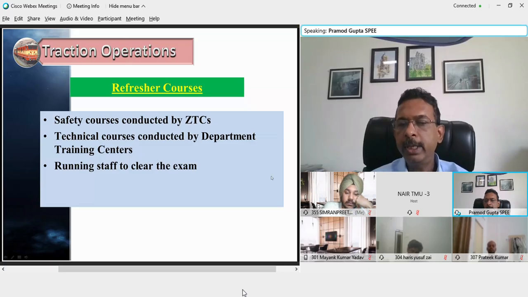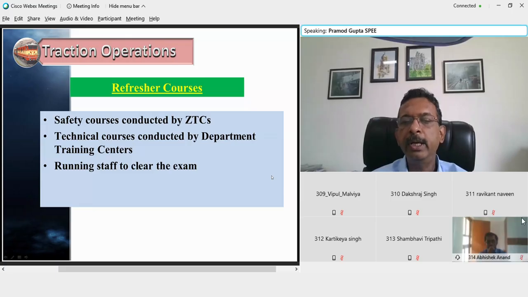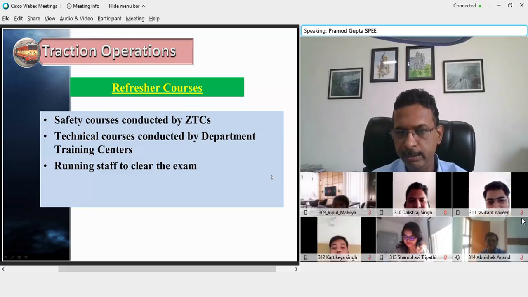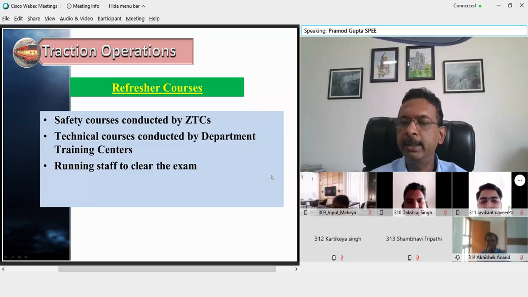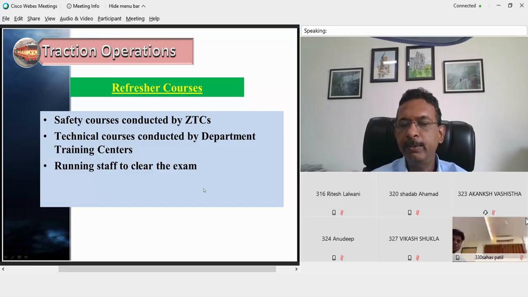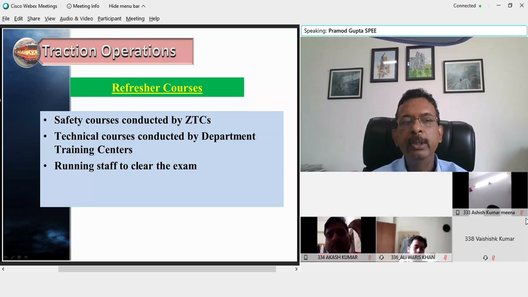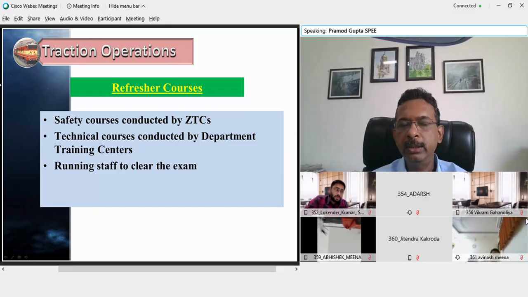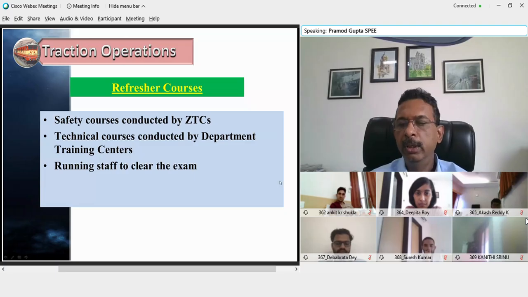The technical courses are conducted by the departmental training institutes. We have departmental training institutes at different locations, and at most of the locations, they are attached to electric loco sheds, so that they can also get hands-on experience in the loco shed itself. And the crew are supposed to clear the examination. Until they clear the examination, it is not considered that they have passed the refresher course.